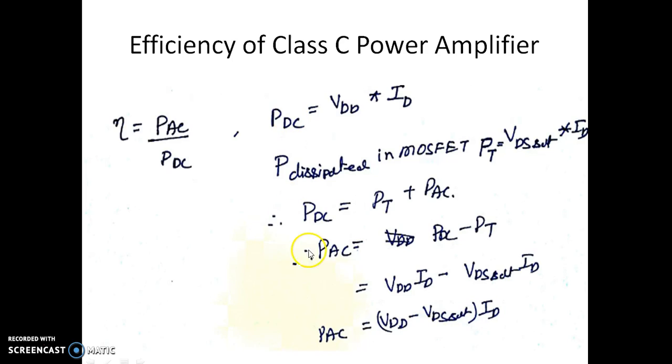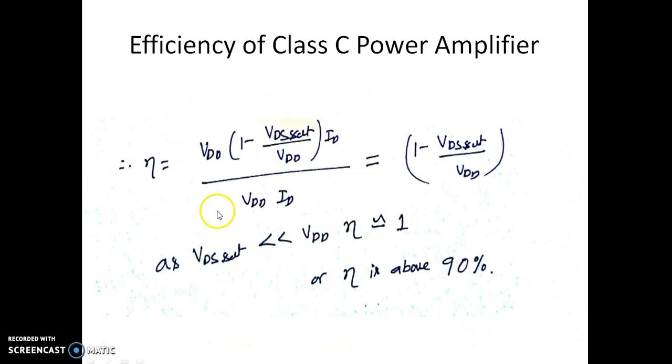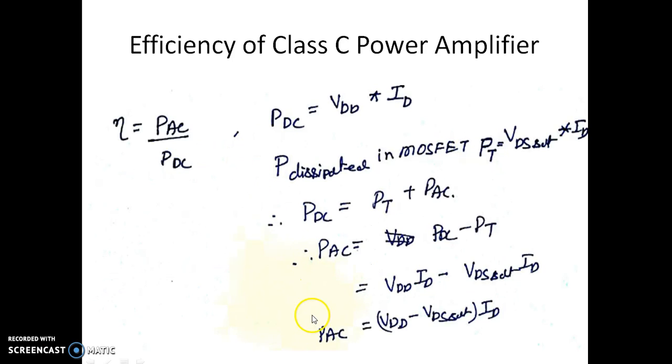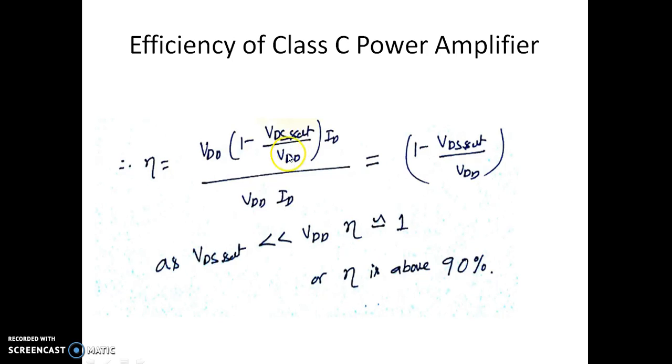Since you know PDC and PAC, we can estimate the efficiency here. Upon substituting PAC as per this equation, let me take VDD outside. It will be 1 minus VDS sat by VDD into ID. That's what is written here. And PDC, the power drawn from the power supply, is VDD into ID. Upon solving this, VDD and ID cancel, and we end up with 1 minus VDS sat by VDD.